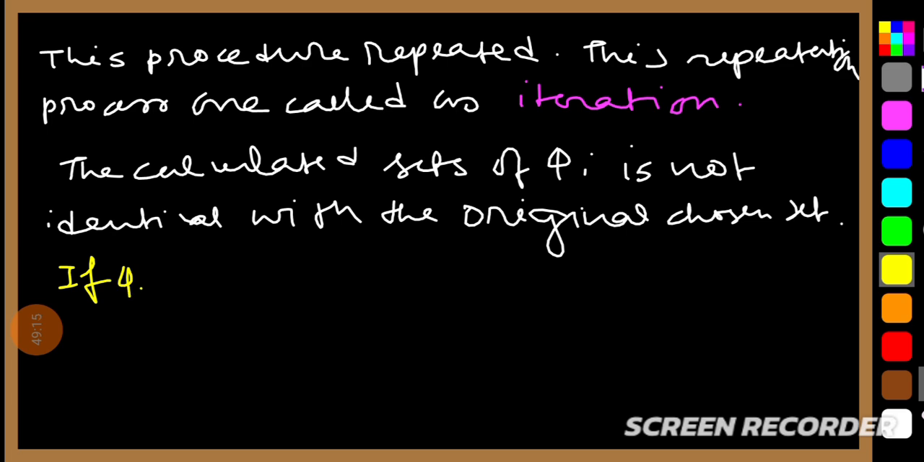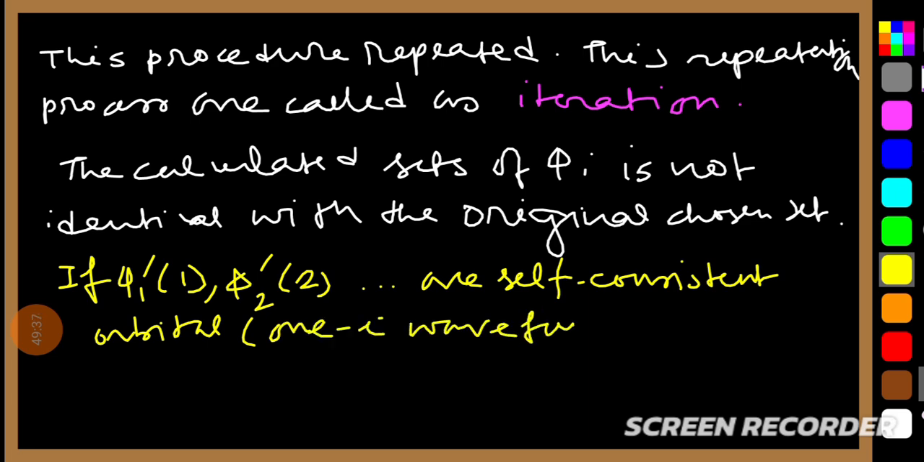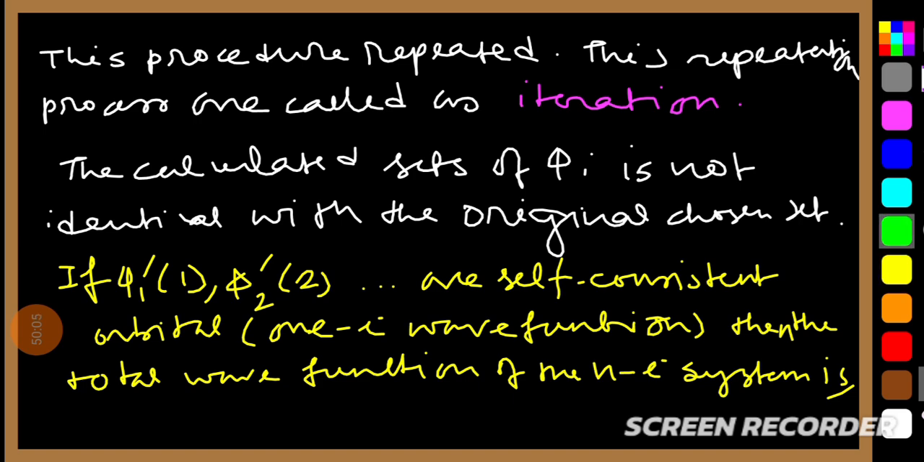If phi 1 dash 1, phi 2 dash 2 and so on are self-consistent orbitals, suppose one electron wave function, then the total wave function of the n electron system is, that is phi 1 dash 1, phi 2 dash 2, phi 3 dash 3, that is a self-consistent orbital.